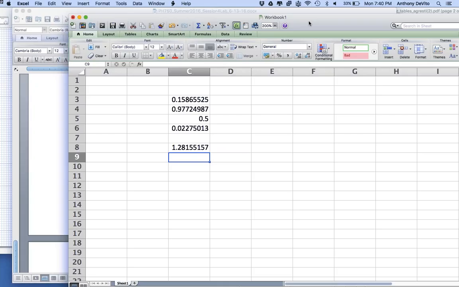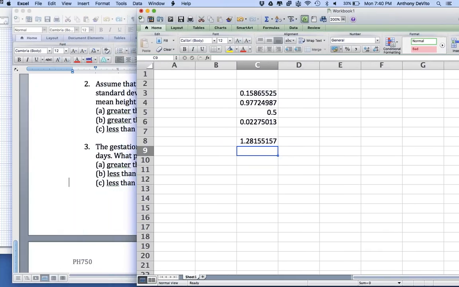NORM.S.INV. And I'll summarize this all for you. So the point here is that in addition to using that table or manipulating that table, you can also use Excel, all these functions in Excel that are available.